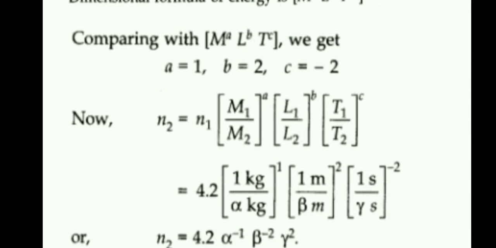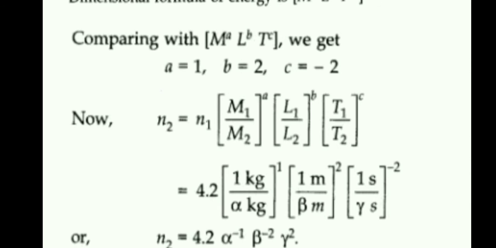We can easily calculate the value of n2 by using this formula. n2 is equal to n1 into square bracket start m1 divided by m2 to the power a, L1 divided by L2 to the power b and T1 divided by T2 to the power c. Actually, this formula is in this form. Please listen carefully. m2 to the power a into L2 to the power b into T2 to the power c into n2 is equal to n1 into m1 to the power a into L1 to the power b and T1 to the power c.